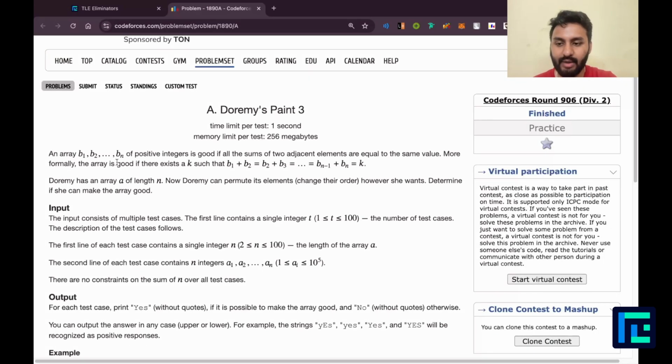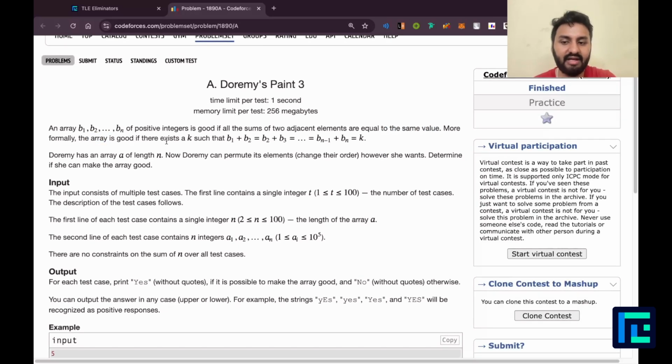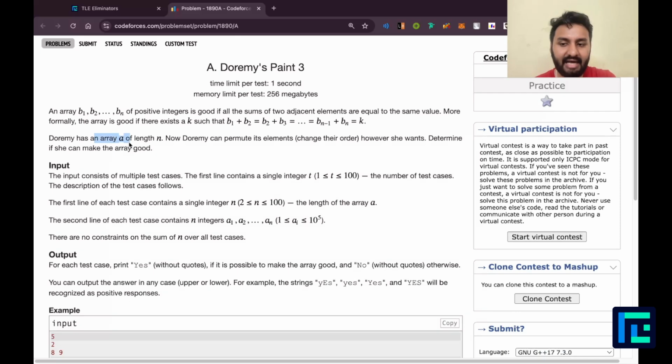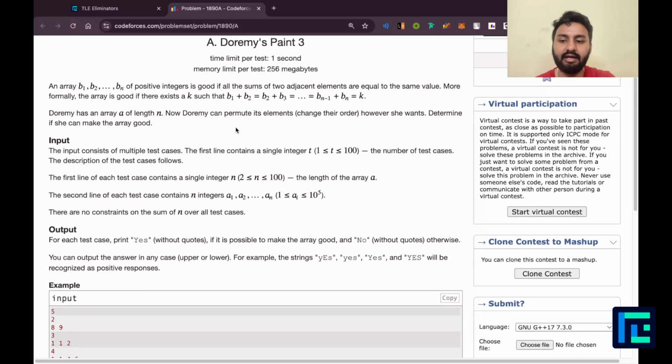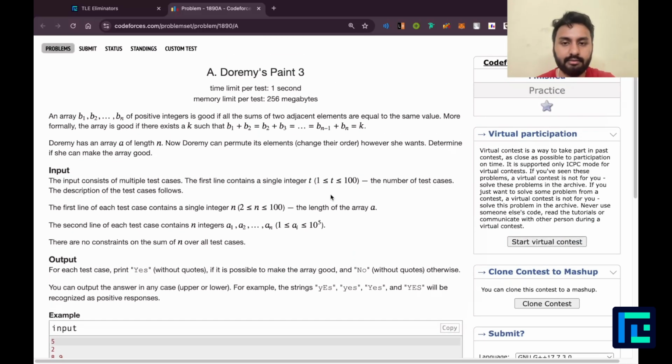Let's read it. An array b1 to bn of positive integers is good if the sum of two adjacent elements is equal to the same value. More formally, the array is good if there exists a k such that b1 plus b2 equals b2 plus b3 equals, and so on, bn minus 1 plus bn equals some integer k. Now you have an array A of length n. You can permute its elements, that is change its order however you want, or however Doremy wants, and determine if Doremy can make this array good or not. If you can, you print yes, else you print no.